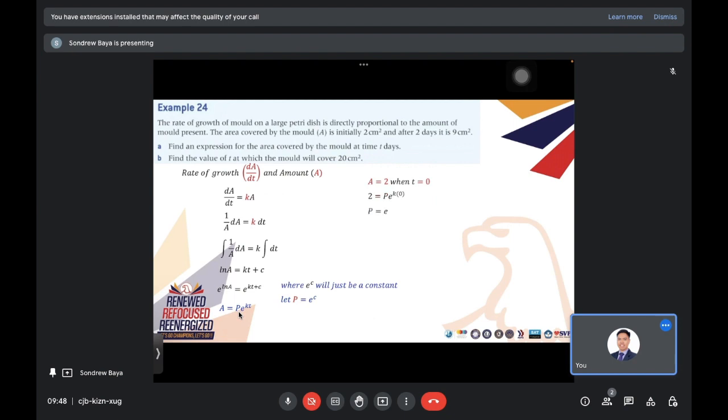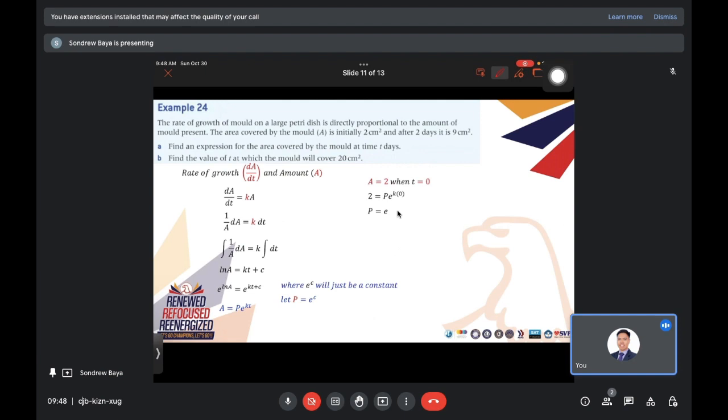I think P is equal to 2, not e. Wait, let me just clarify this one. So this would now be 2 is equal to P times e power of 0, by which it gives us 2 is equal to P times 1. Therefore, P is equal to 2. Okay? So your P here is equal to 2, not equal to e.